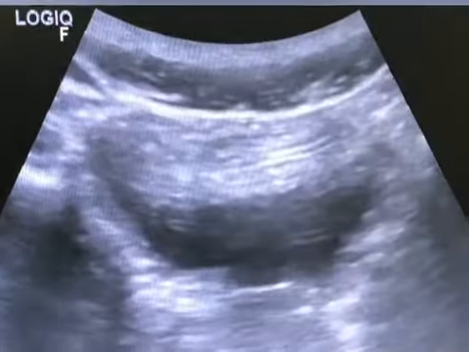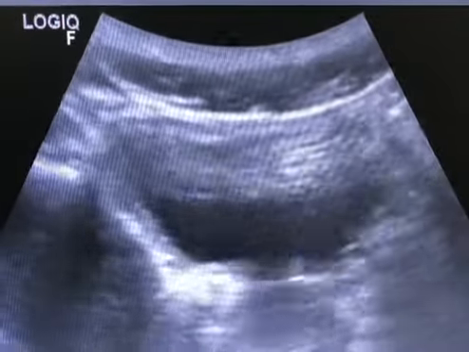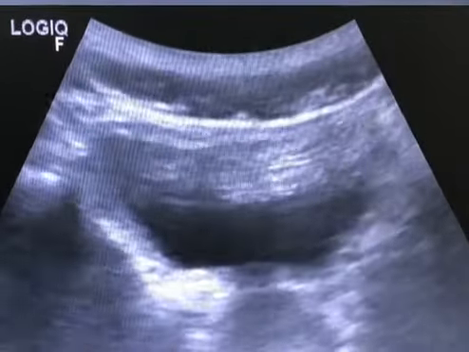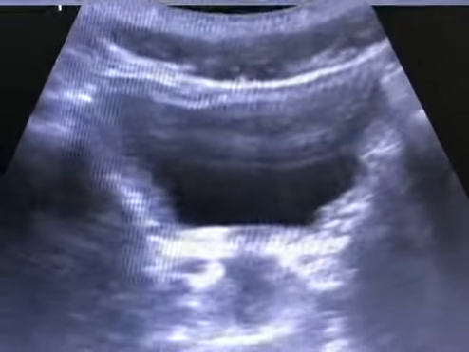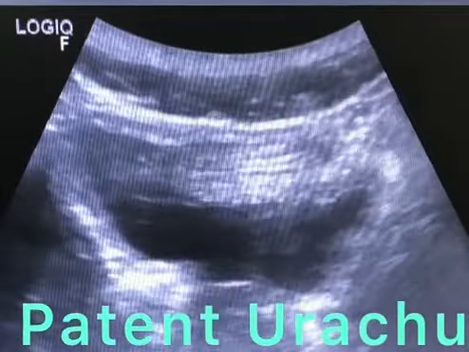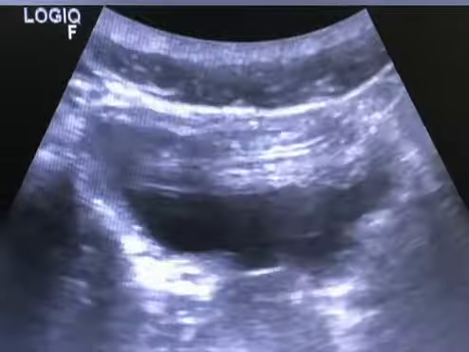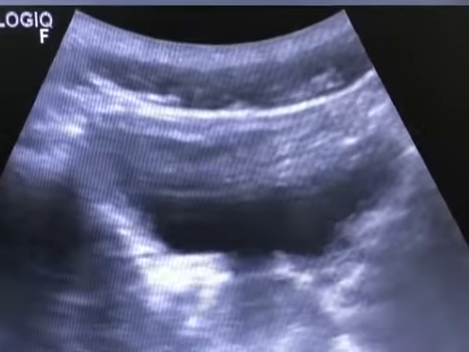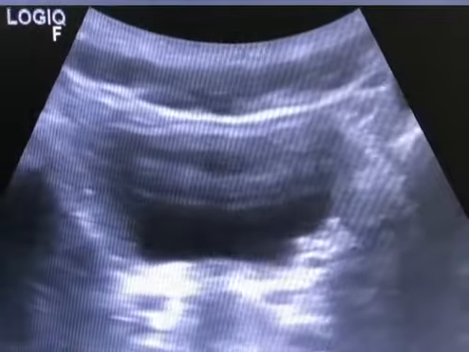This is a 25-year-old male patient complaining of pain in the suprapubic region since 2-3 months and burning micturition. Pre-void volume of this bladder was around 150 cc or 200. I am not remembering exactly.